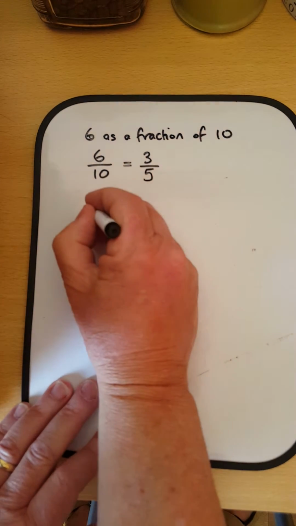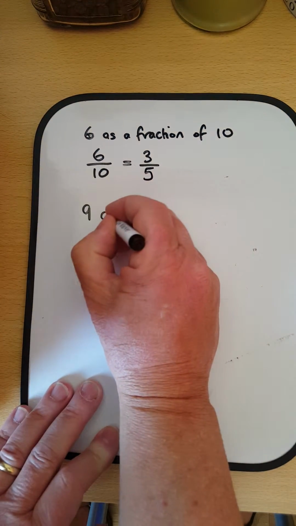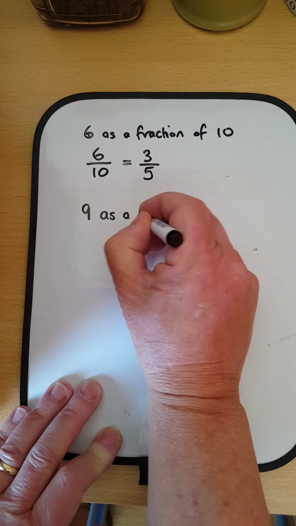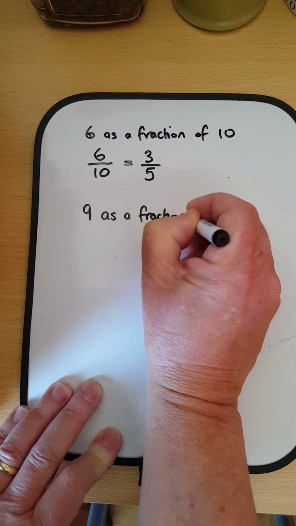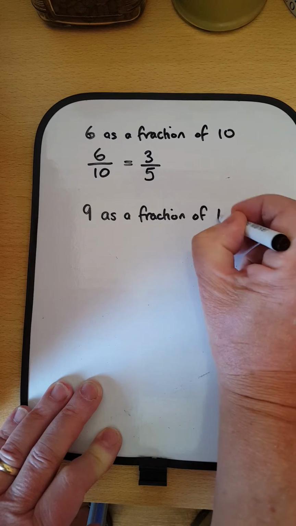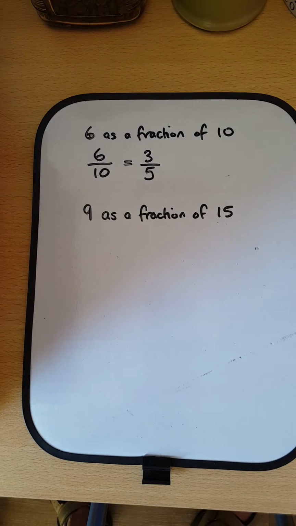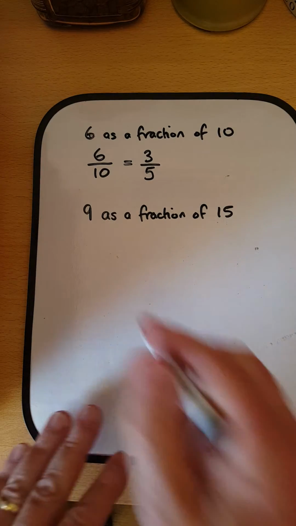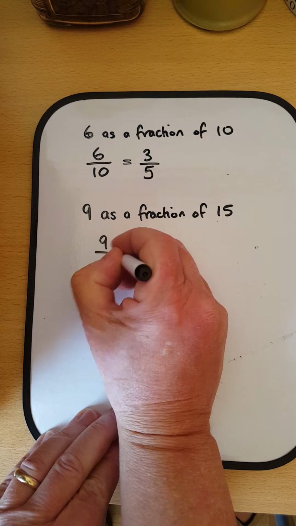Let's imagine we've got a question of 9 as a fraction of 15. So put this into some kind of context. You've done a spelling test. There were 15 questions in it. You've got 9 of them right. What's your fraction that you got right? Well, obviously you got 9 out of 15.